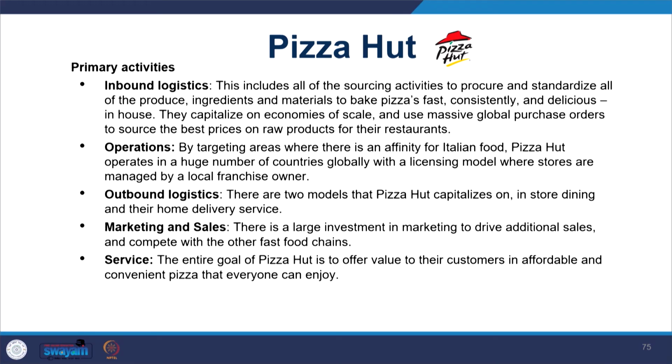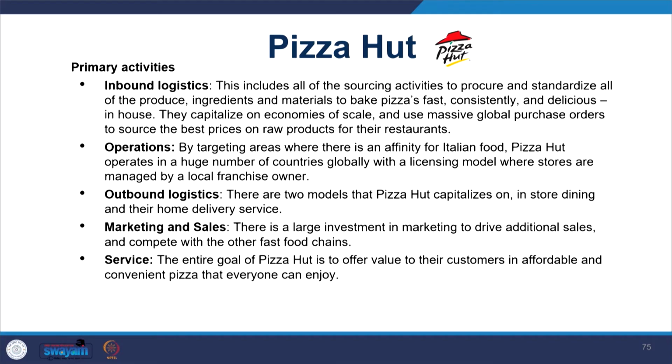Let us take this example of Pizza Hut. Now, many people will wonder why Pizza Hut. So, let us see how Pizza Hut manages its value chain. In terms of inbound logistics, this includes all of the sourcing activities to procure and standardize all the ingredients and materials to bake pizzas fast, consistently and delicious in-house.